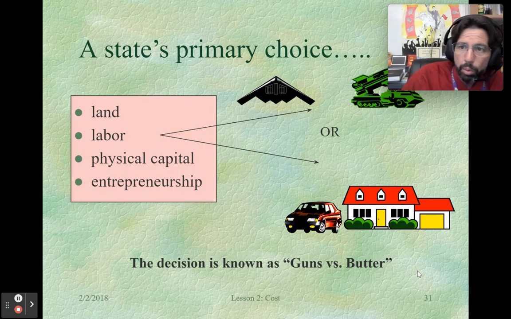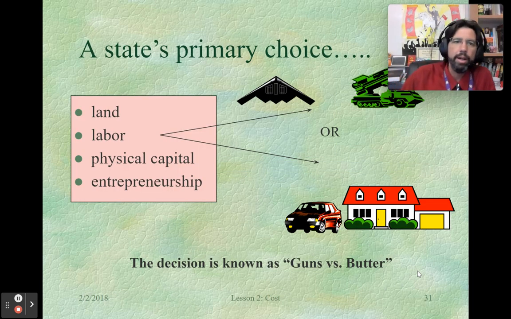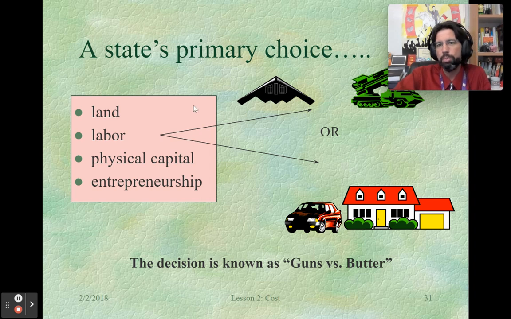Now, when we're a country, we bring this out even greater. A state's primary choice is you have land, labor, physical capital, and entrepreneurship. Is that busy producing goods and services for the military, or is it producing goods and services for civilians? This is known as guns and butter. Am I taking my goods and services and helping military production, or am I helping civilian production? Because I have to make those choices with those resources. And yes, it does make a difference putting resources towards military versus civilian goods.